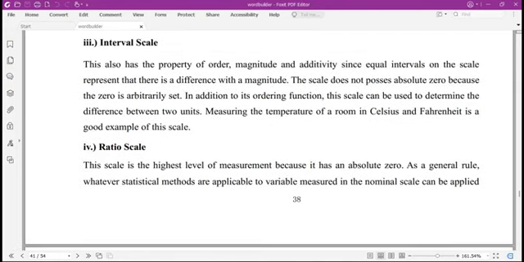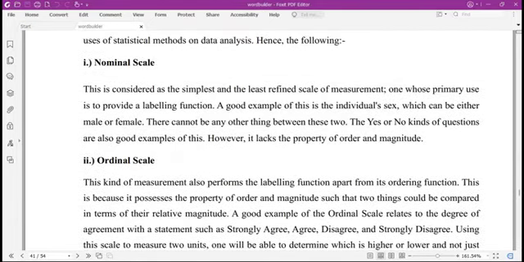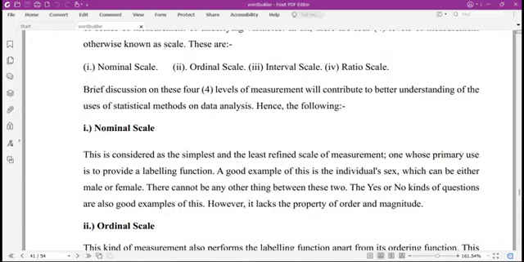So if we look at all those scales now, you can see the relationships they have with one another and the differences too. Your nominal scale, your ordinal scale, your interval scale, and your ratio scale.